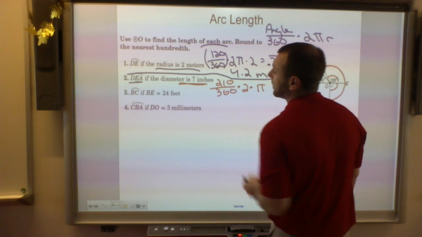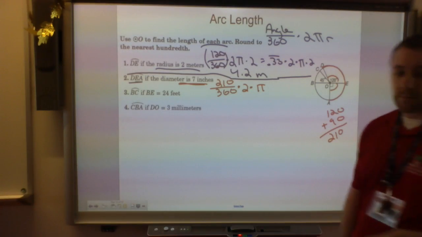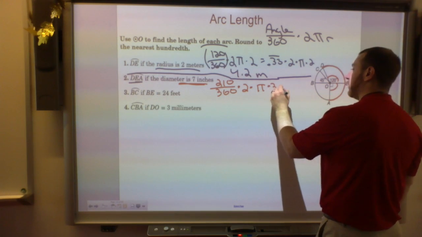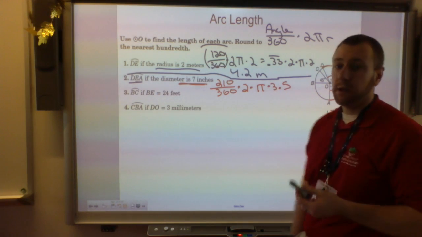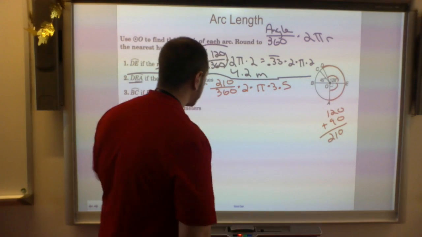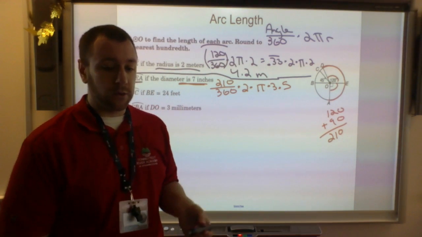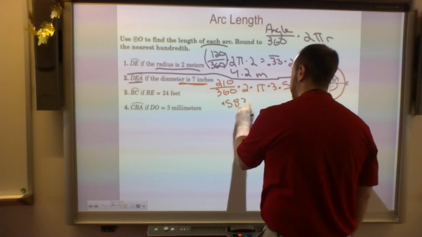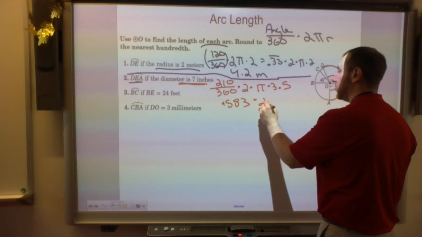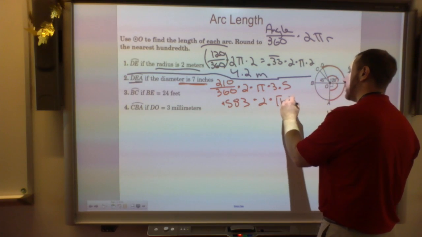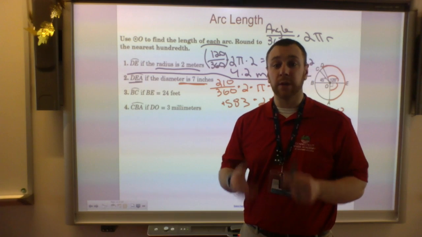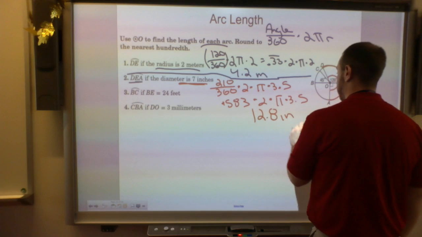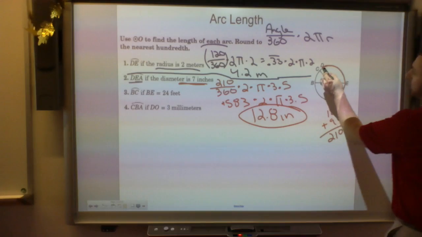Now you notice it gives me my diameter. My diameter being 3.5. So I'm going to do that division, 210 divided by 360, and I'm going to get 0.583 times 2 times pi times 3.5. And when I multiply that, I get 12.8 inches. So that's the length, that's that orange length.